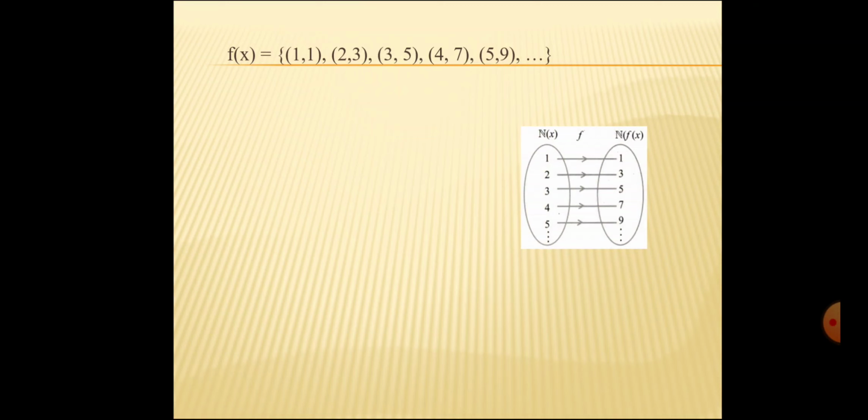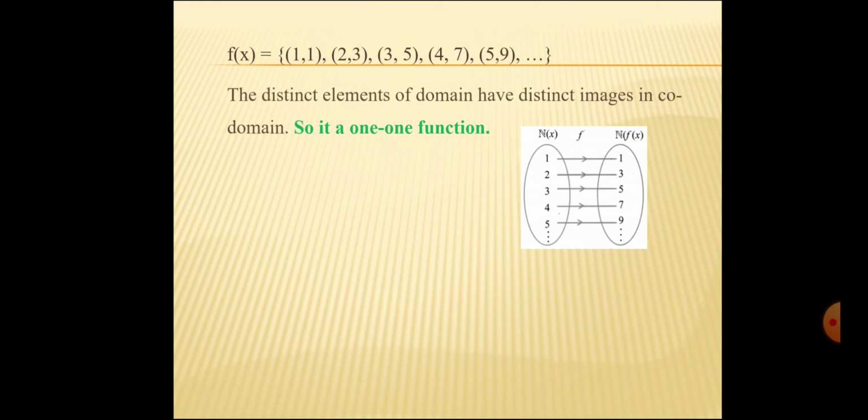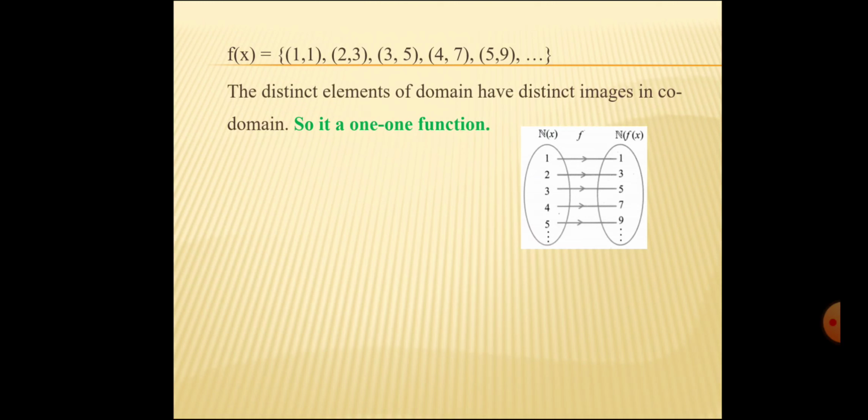But here 1 comma 1, so 1 to 1, 2 comma 3, 3 comma 5, 4 comma 7, 5 comma 9 etc. Here it is a 1-1 function. How to find out? Distinct elements in the domain have distinct images in the codomain. The first diagram is the domain, the second diagram is the codomain. Every element in the domain has a different image in the codomain, so it is a 1-1 function. You learn this one sentence; it is enough for all the questions: the distinct elements of a domain have distinct images in the codomain, so it is a 1-1 function.